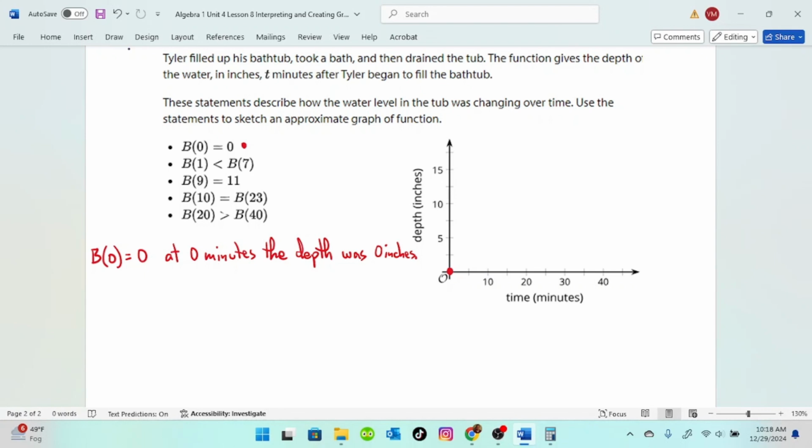Now I'm going to go to the third description. b of 9 equals 11. This means at 9 minutes, the depth was 11 inches. I'm going to represent this with a blue point. I'm going to go over to 9 minutes, up to 11 inches, and I'm going to put that blue point right there.